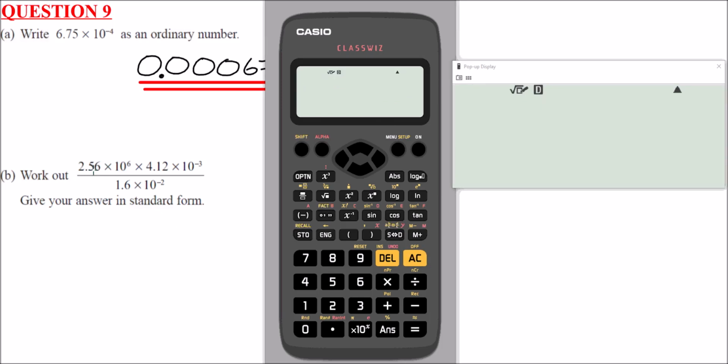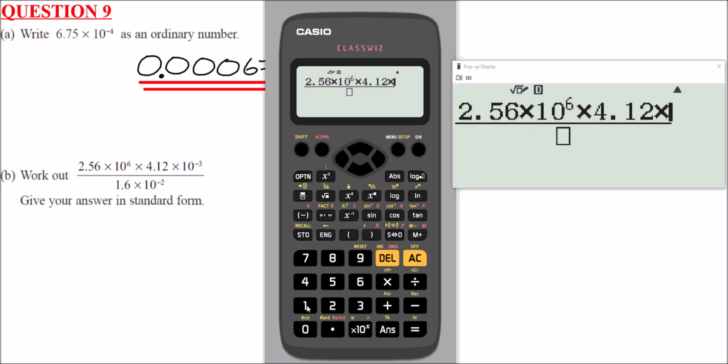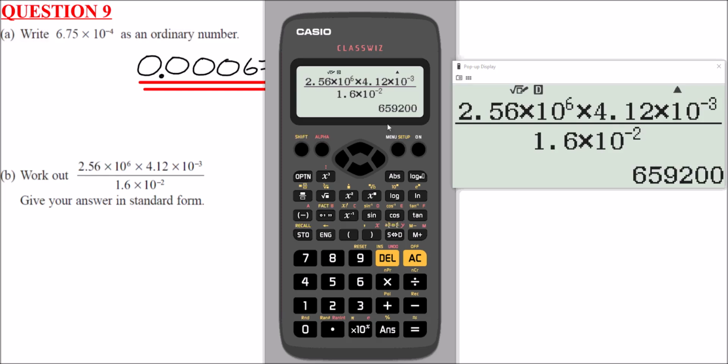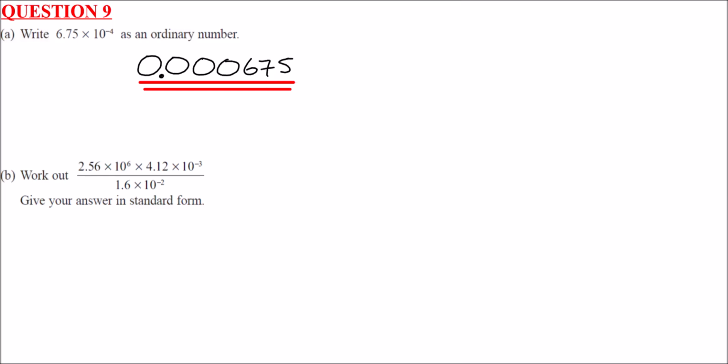For part B, we need to work this out and give your answer in standard form. So again, type it in exactly as it looks in the question. You've got a fraction line here, so press the fraction button. 2.56 multiplied by 10 to the power 6 multiplied by 4.10 multiplied by 10 to the power minus 3. All of that divided by 1.6 multiplied by 10 to the power minus 2. Press equals, and we get 659200.